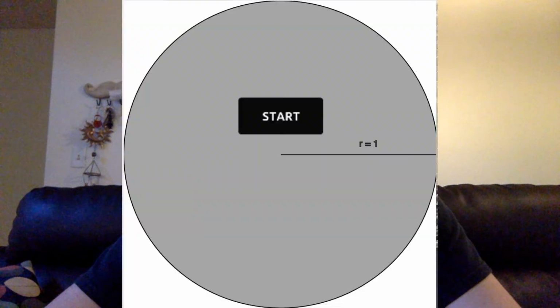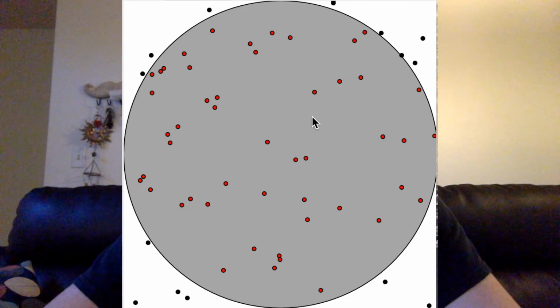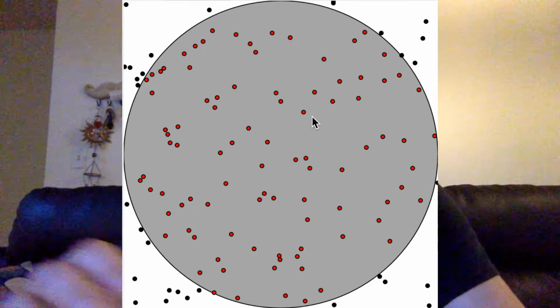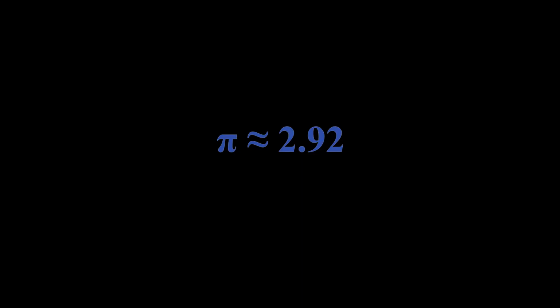So let's do this experiment. We're going to simulate this with the app I wrote. Let me click Start. Much faster than I could play darts. We just threw 100 darts. Only 73 hit the circle. Let's use what we found before to calculate pi. The probability of hitting the circle was 73 over 100. That times 4 should equal pi. What does it equal? Doesn't quite equal pi, does it?